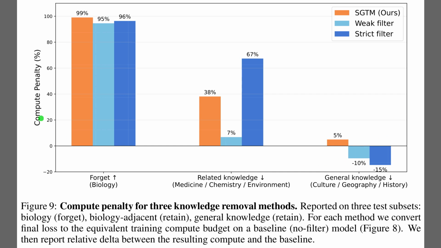Figure 9 now asks what that robustness costs in compute. The left cluster of bars shows that all 3 methods reach strong biology forgetting, with about a 95 to 99% compute penalty, meaning they need only a few percent of baseline training. The middle cluster reveals that selective gradient masking hurts related fields more than weak filtering, but less than strict filtering. The right cluster highlights the key trade-off. Selective gradient masking is about 5% slower on general knowledge, while strict filtering can even overshoot and undertrain by roughly 15%.